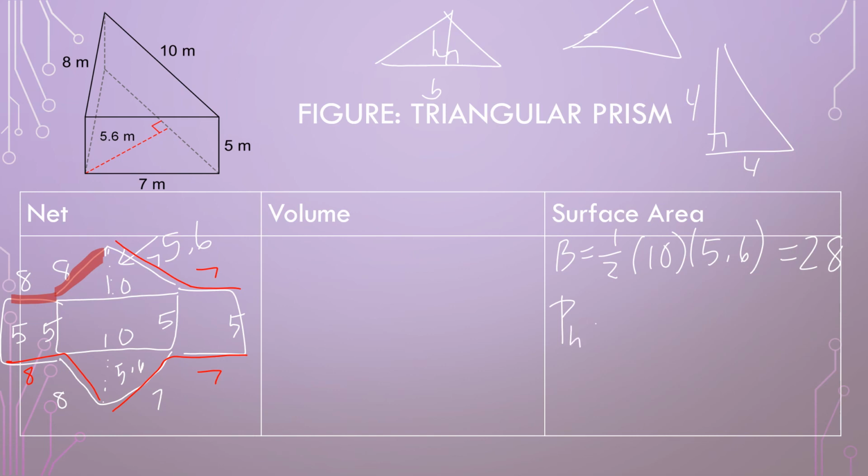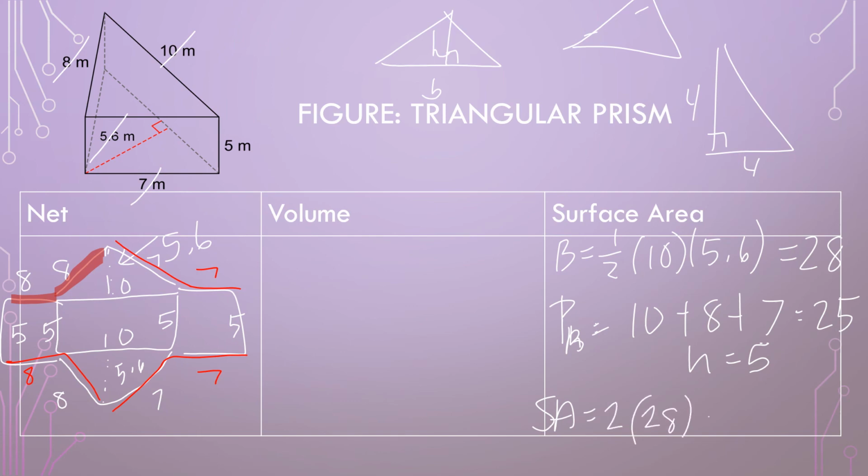Then for the perimeter of the triangle, we have to add all the sides together. So we'd have 10 plus 8 plus 7. The 5.6 we already used for the height. And then the perimeter of the base is 25. The height of the triangular prism itself is 5. We used the 7, the 10, the 5.6, and the 8, so 5 is the last one left over. You have 2 times b, which is 28, plus p, which is 25, times the height, which is 5. And you would get 181 meters squared for the surface area.